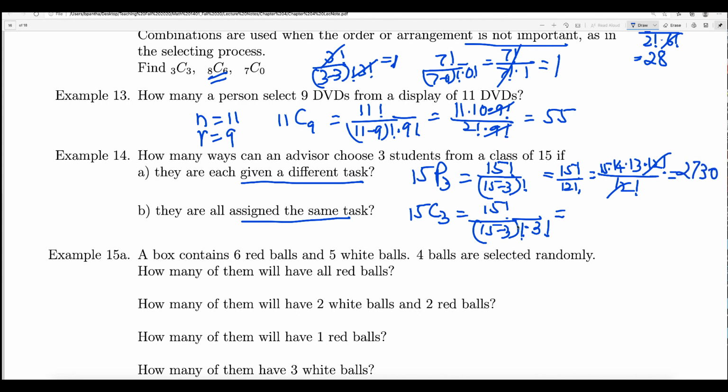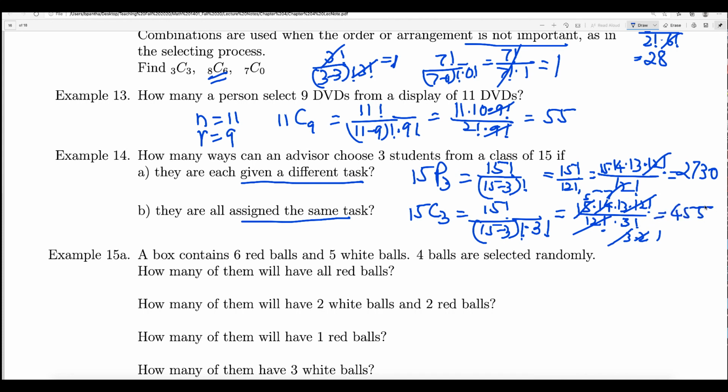But for the combination, you will get 15 times 14 times 13 times 12 factorial over 12 factorial times 3 factorial. You cancel 12 factorial with 12 factorial. 3 factorial is basically 6, right? Because 3 times 2 times 1. 3 times 5 is 15, and 2 times 7 is 14. So 7 times 5 times 13 is basically 455. That is what is left.